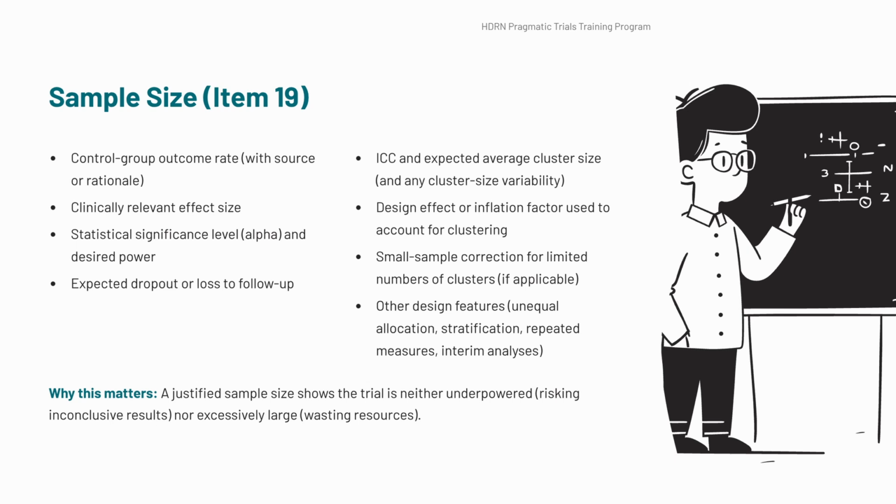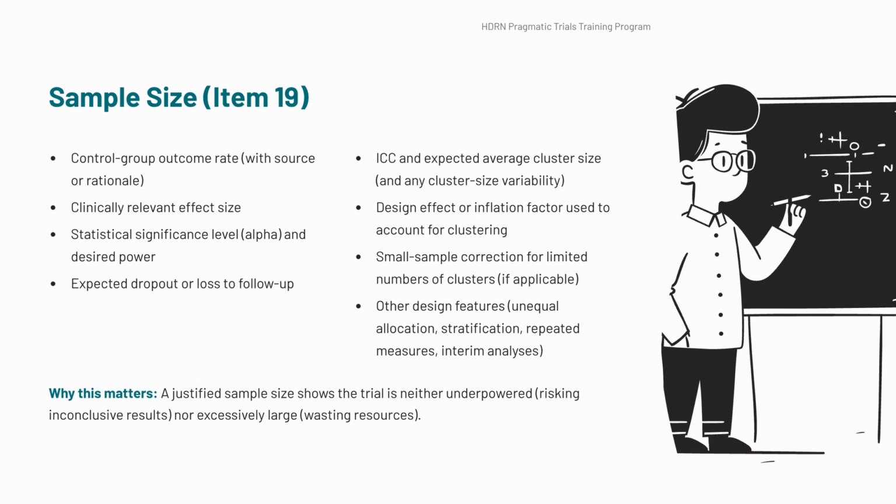In the last module, we intentionally skipped Spirit item 19, so we could cover it here alongside the rest of the statistical methods. The protocol must explain how the required sample size was determined, including the method, key assumptions, and all inputs. That includes the expected outcome rate in the control group, with source or rationale, the clinically relevant effect size, power, alpha, and any adjustments for dropout or loss to follow up.